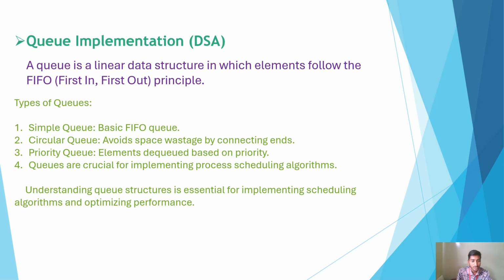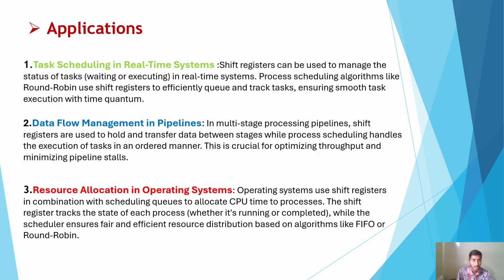Understanding queue structure is essential for implementing scheduling algorithms and optimizing performance. The applications are task scheduling in real-time systems. Shift registers can be used to manage the status of tasks in real-time systems. Process scheduling algorithms like round robin use shift registers to efficiently queue and track tasks, ensuring smooth task execution with a time queue.